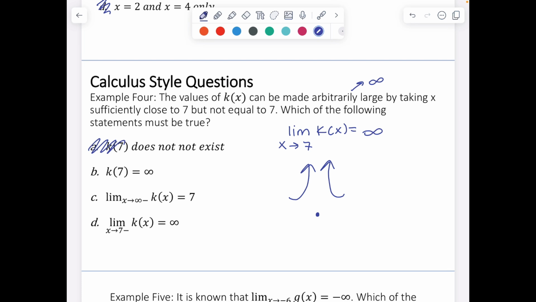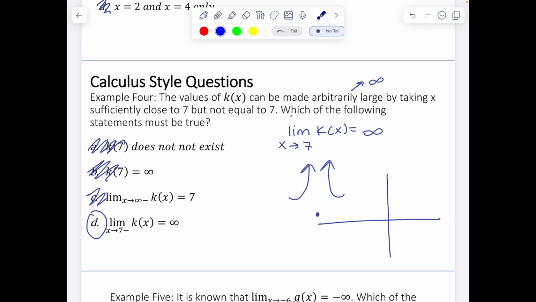A value can't equal infinity, so this one is out. Infinity is not a number. This one says the limit as x approaches infinity is 7, but this is saying that we're taking x sufficiently close to 7, not taking x sufficiently close to infinity. If we are going close to infinity, and I guess this is negative infinity, we're saying that as we go on forever, what is happening to the y values, but that's not what this is asking. So this one's out. So again, by process of elimination, D is the right answer.